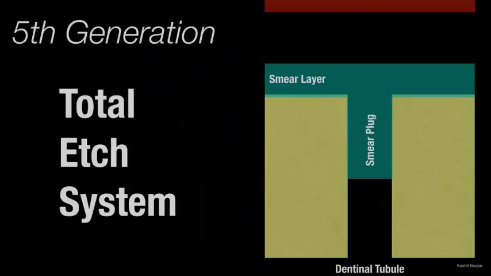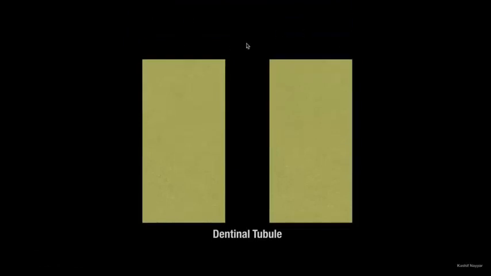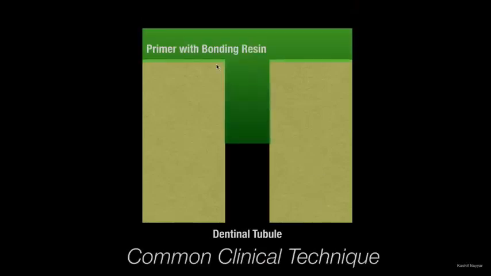In the 5th generation, the Total-Etch system, we have the smear layer, we have the smear plug. When we acid etch, we are again completely removing the smear layer, and we are also completely removing the smear plug. The bonding resin is priming itself. So in the 5th generation, which is quite a common clinical technique, the primer itself is a bond.